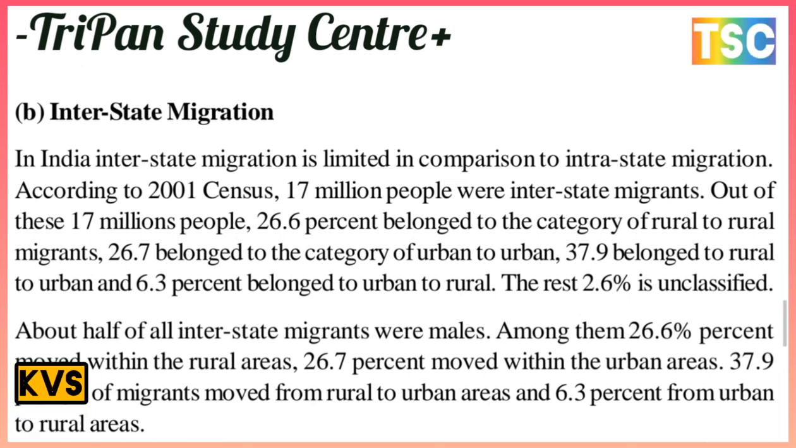About half of all interstate migrants were males. Among them, 26% moved within the rural area, 26.7% moved within the urban area, 37.9% of migrants moved from rural to urban areas, and 6.3% from urban to rural areas. This is a most important point about interstate migration.